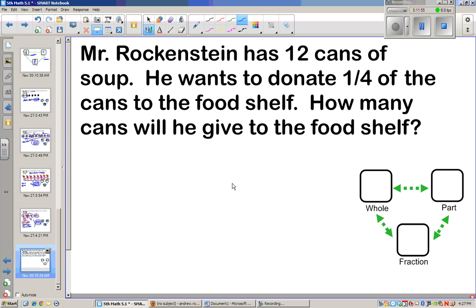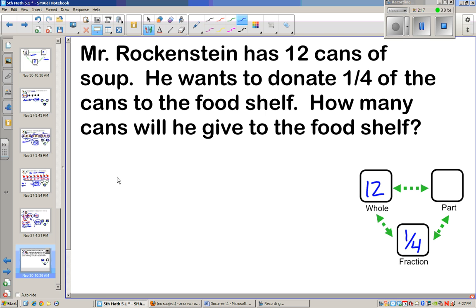All right, so you've had a chance to do this problem. Here's my explanation. Mr. Rockenstein has 12 cans of soup. He wants to donate 1/4 of the cans to the food shelf. How many cans will he give to the food shelf? Well, the whole is 12 cans because that's the whole thing. I want to give 1/4 of them away. So I have to figure out what 1/4 is.